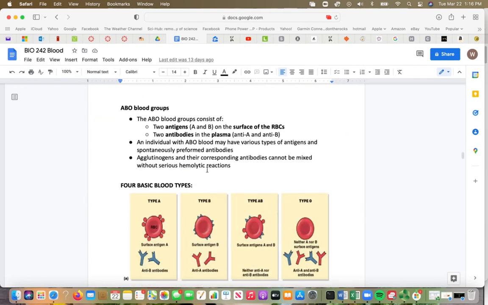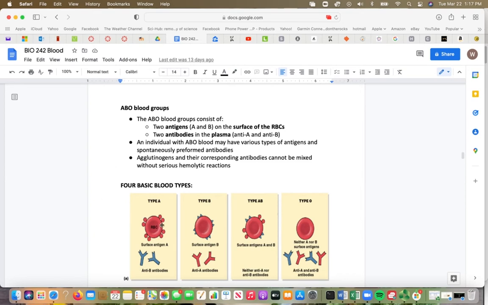So with the ABO blood groups, you've got an A antigen and a B antigen that can be on the surface of the red blood cells. We also can produce antibodies to these. So you can have an anti-A antibody and an anti-B antibody. So you can have different patterns of these.